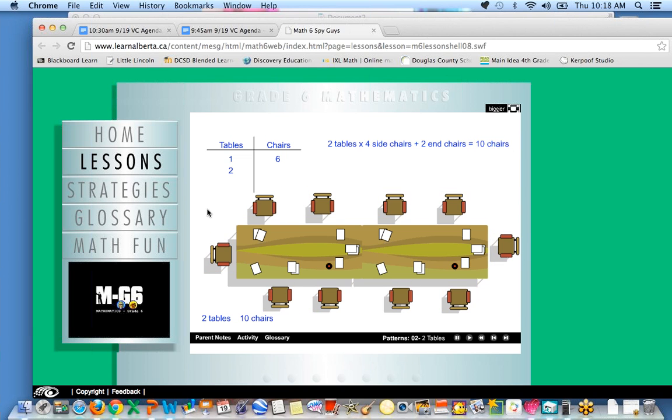If we join 2 tables together and rearrange the chairs, we now have 10 chairs.